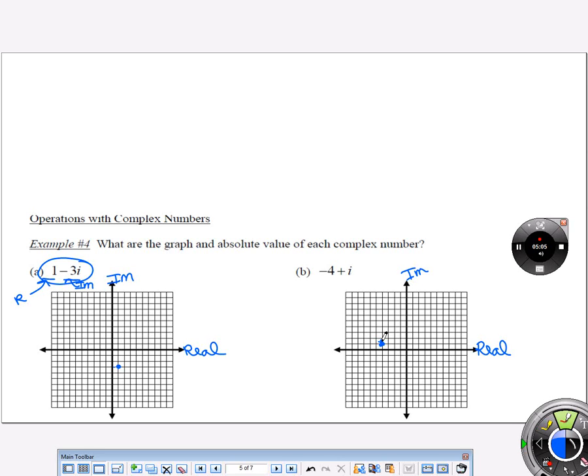Okay, so just like graphing an ordered pair, if you've renamed the axes, again, we won't use this like on graphing a parabola.